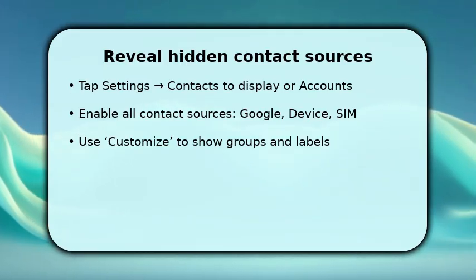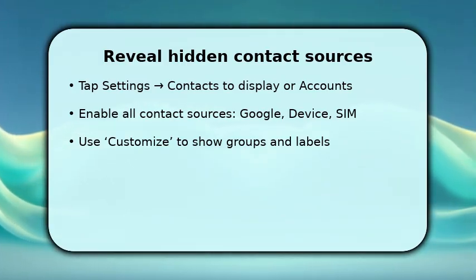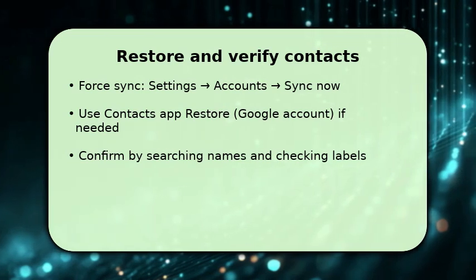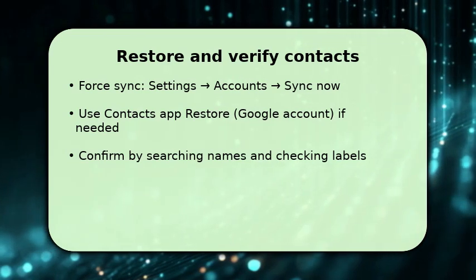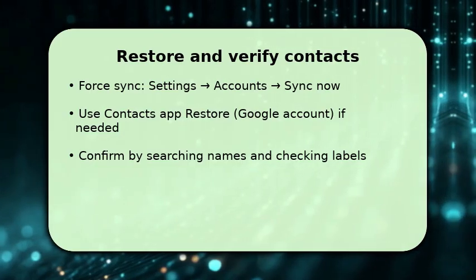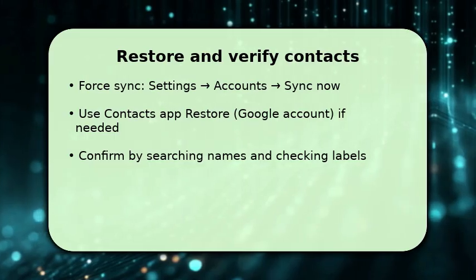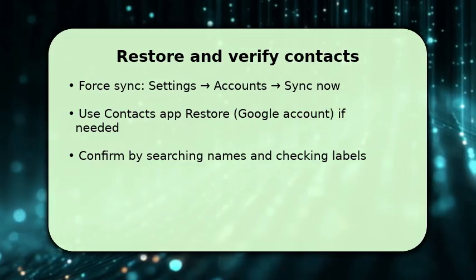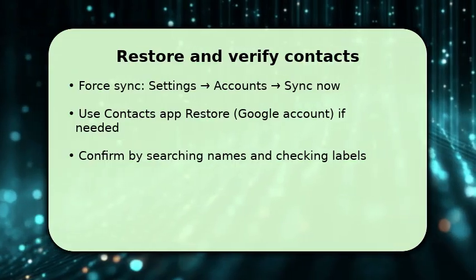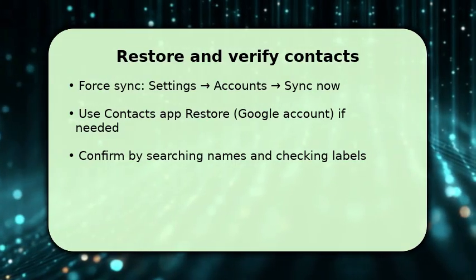Next, force a manual sync to pull cloud contacts onto your phone. Finish by restoring and verifying the recovered contacts. First, force a sync. Go to Settings, Accounts, select your Google account, and tap Sync now so the cloud pushes contacts to your device. If items are still missing, open Google Contacts Web or App Restore to roll back to an earlier state within 30 days, then sync again.